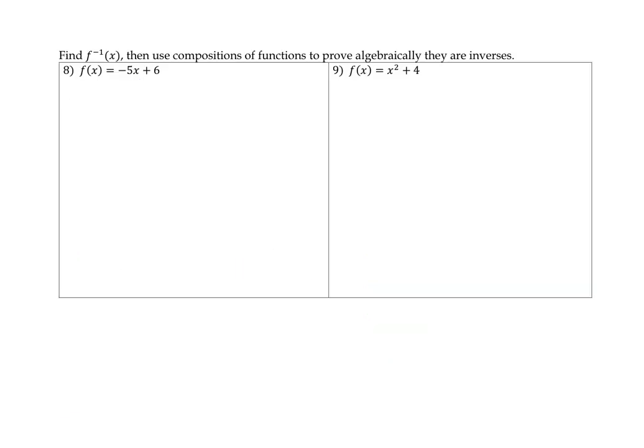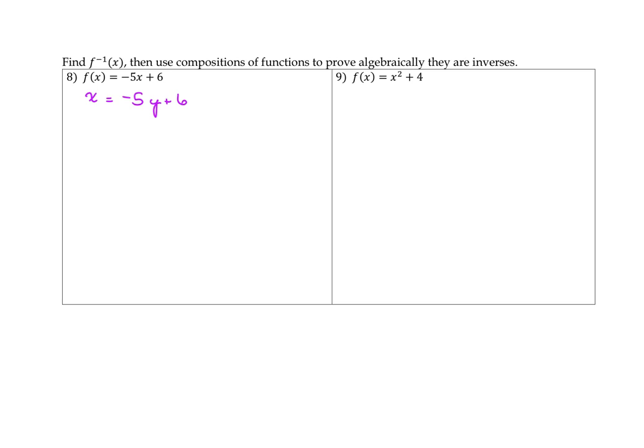Okay, these directions say find the inverse and use composition to prove algebraically they are inverses. So first I've got to write this function. So I'm going to replace y with x and x with y. Now start solving. So I am going to subtract that 6. And I get x minus 6 equals -5y. Divide by -5, so I get -1/5 x plus 6/5 equals y.